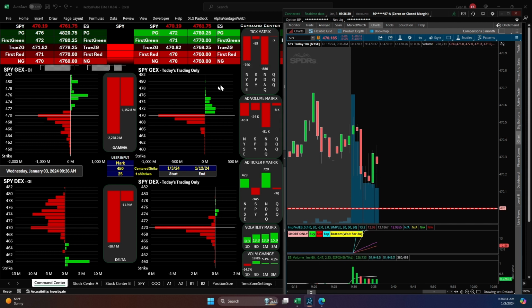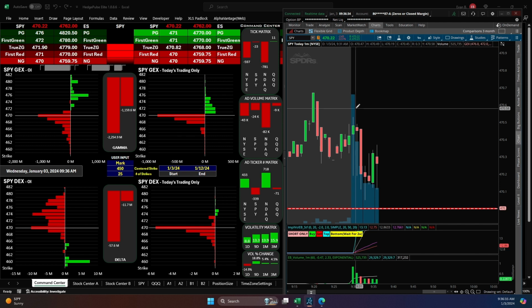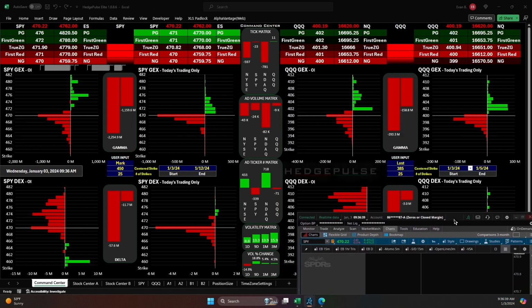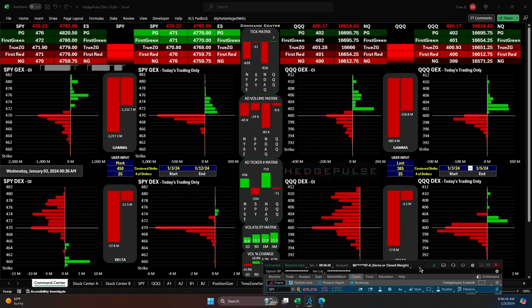We've got the tick matrix is red, right? As you can see, QQQ popped green for just a second here. Let's see where QQQ is. 400 level, 417. Delta has quite a bit of puts above.